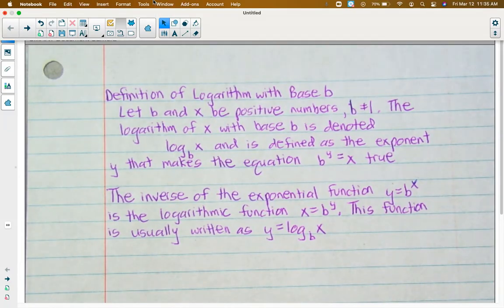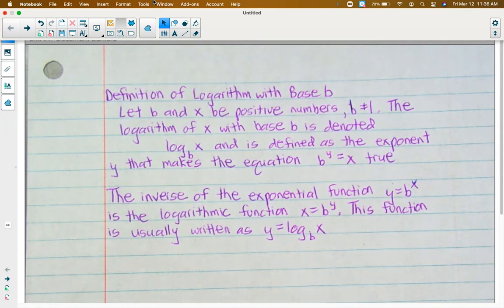So in this video, I'm going to show you about the inverse of an exponential function, which is called a logarithmic function. So everything that we know about exponential functions is just going to be flipped because a logarithmic function is the inverse. So here is the formal definition, and then we will break it down and go through, and I'll show you how to go from exponential form to logarithmic form and vice versa.